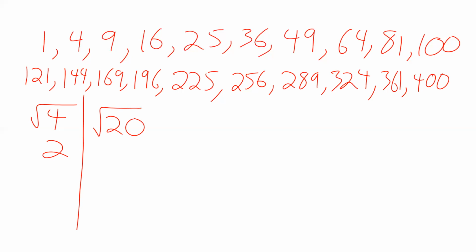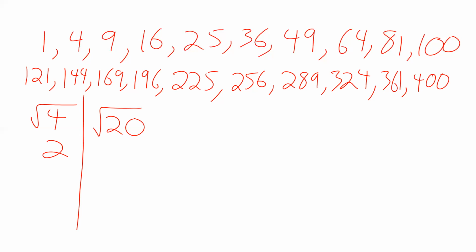Square root of 20. Will the square root of 20 give us a whole number? No, because there's no perfect square, right? That's not a perfect square. You have 16 and then you have 25. Those are the two closest perfect squares. So we can't get an exact value by taking the square root and trying to write it as a decimal. That doesn't work. We're not rounding it. So we need to simplify this radical.